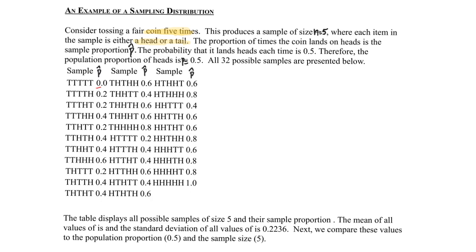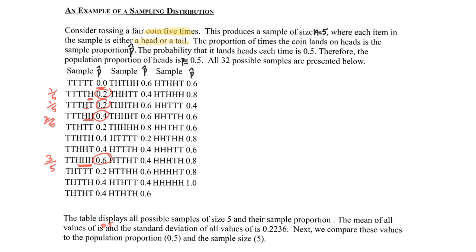Here no head, so the sample proportion is 0. Here we have one head, so the sample proportion is 1 over 5. Here also one head, so the sample proportion is 1 over 5. That's how we are getting 0.2. And here we have two heads, so 2 over 5, so 0.4, like that. Here we have 3 heads, so 3 over 5, that is 0.6.